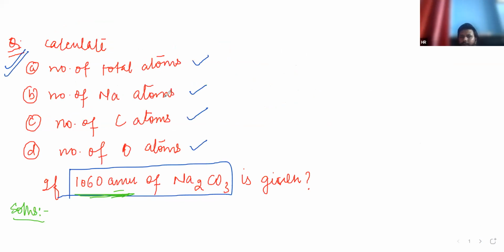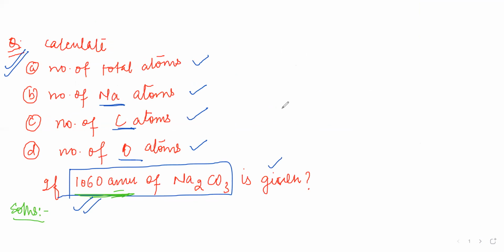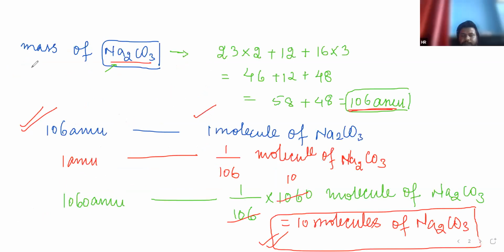Okay. So then can you solve this question? Calculate the number of total atoms, number of sodium atoms, number of carbon atoms, and number of oxygen atoms if 1060 AMU of Na2CO3 is given. Can you solve this question? Not quite sure, sir. Okay. Arslan, just write it. I will discuss it soon, wait for a few minutes.